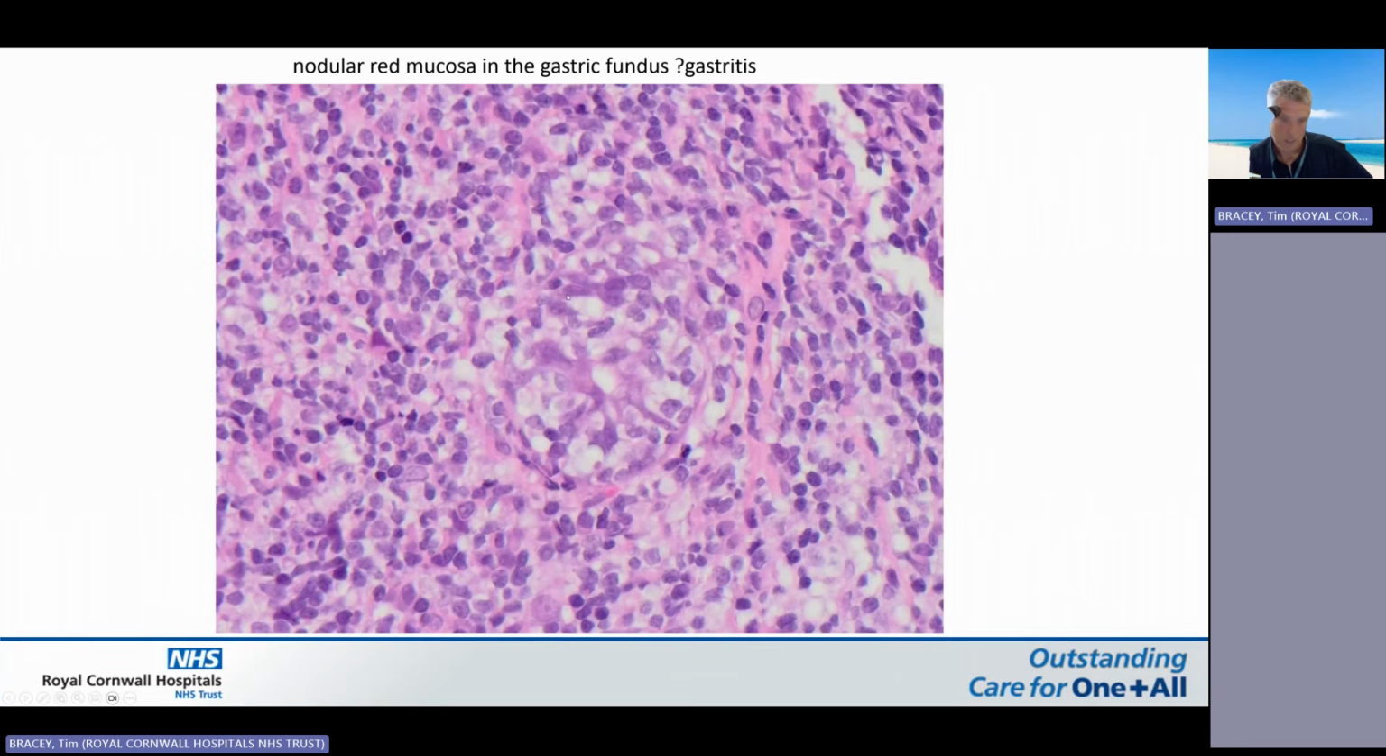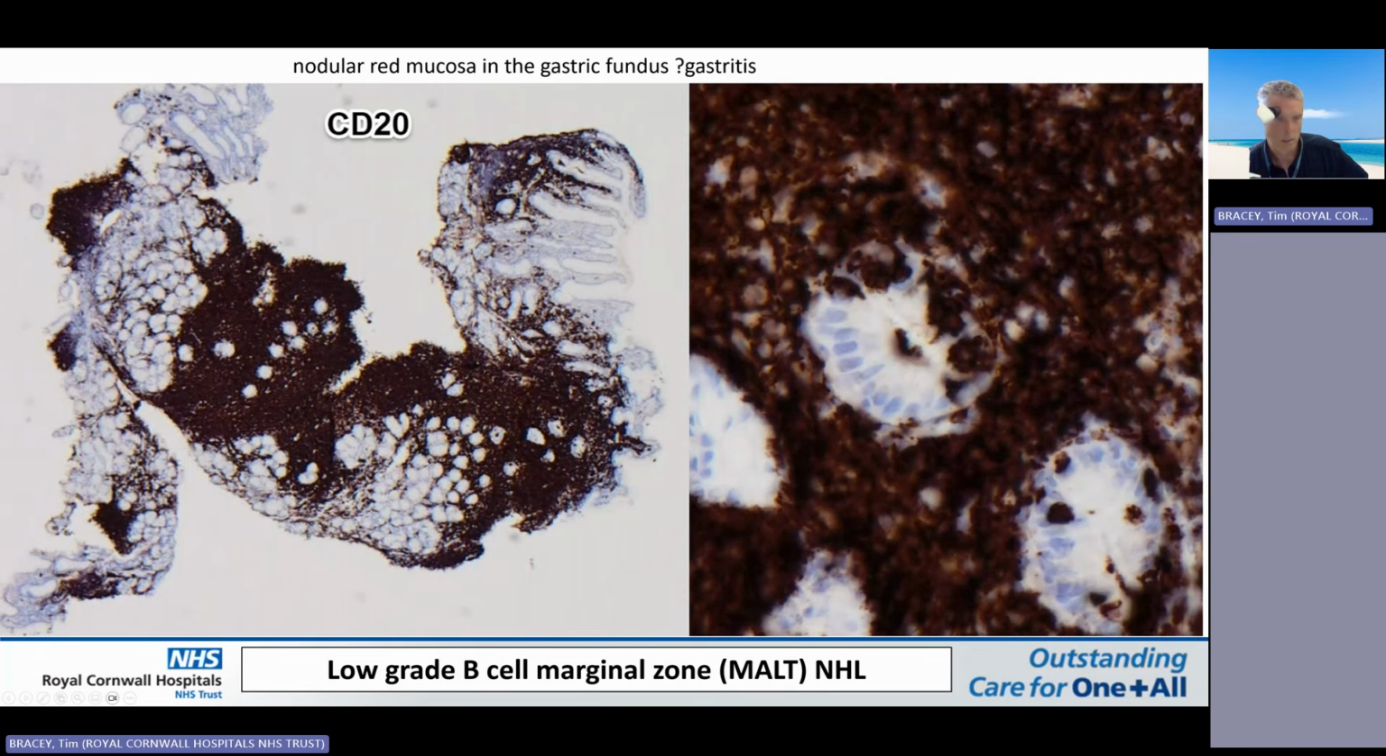But what's this? This is a gland which has virtually been destroyed by these pale, abnormal, slightly irregular-looking lymphoid cells. This is a lymphoepithelial lesion. And if you do a CD20, you'll see that it's almost black, isn't it? There's so many CD20 positive cells outnumbering your CD3 and CD5. So this is a low-grade B-cell non-Hodgkin lymphoma of marginal zone type, which we call MALT lymphoma in the stomach.